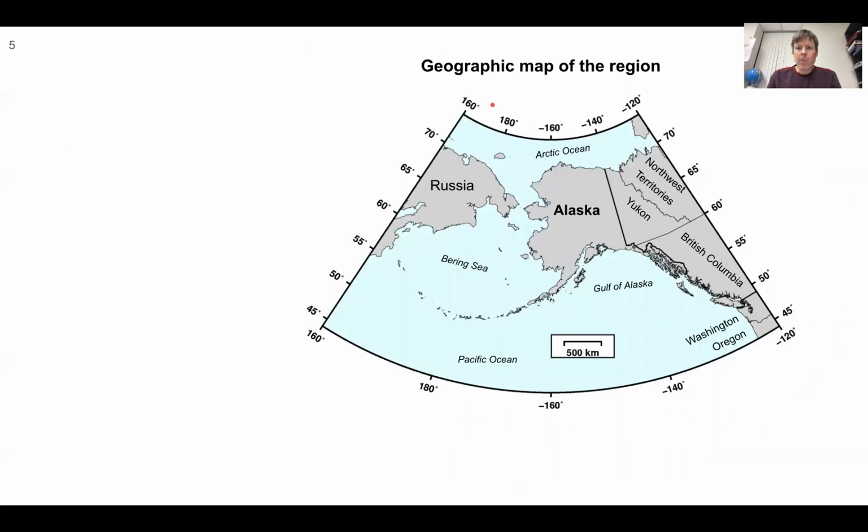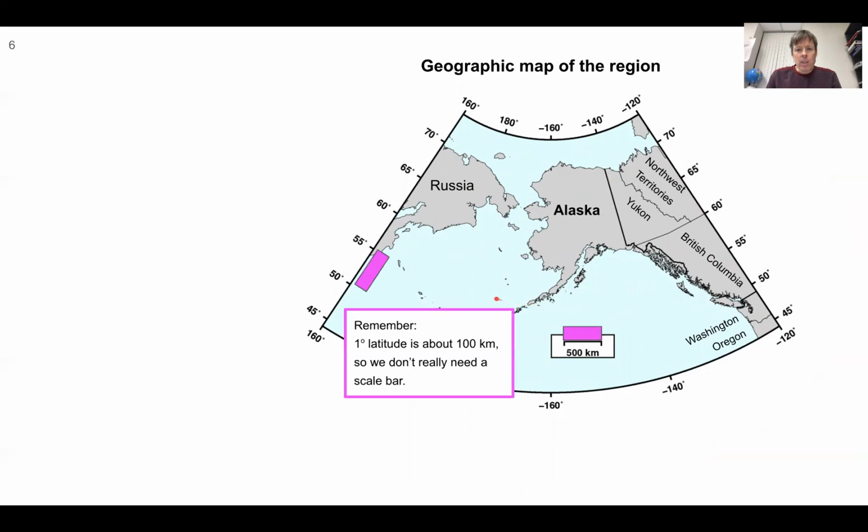Here's a geographic map of the region. We have Russia, Alaska, Canada with Yukon, British Columbia, Northwest Territories, Washington and Oregon, giving you some sense of scale for this region. Arctic Ocean, Bering Sea, Pacific Ocean, Gulf of Alaska. And for scale, just a reminder that 1 degree latitude is about 100 kilometers, as we saw. So we don't really need a scale bar. We could look here and see 5 degrees. That's approximately 500 kilometers shown here.